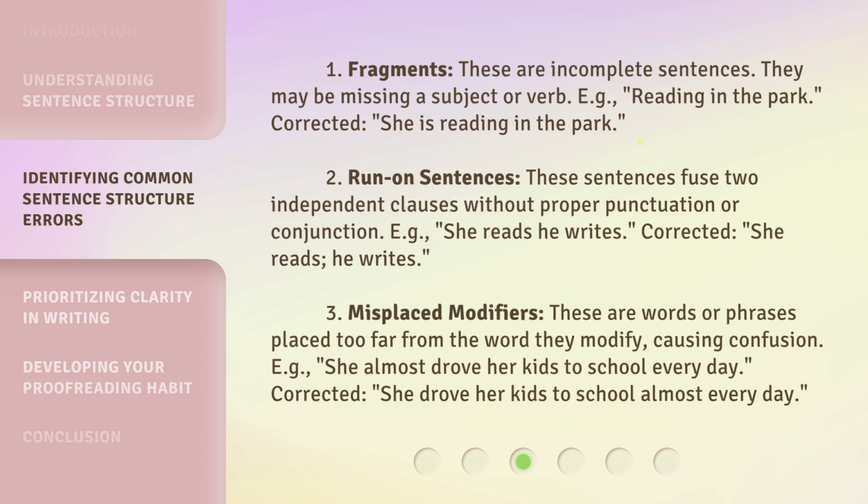3. Misplaced modifiers. These are words or phrases placed too far from the word they modify, causing confusion. E.g., she almost drove her kids to school every day. Corrected. She drove her kids to school almost every day.